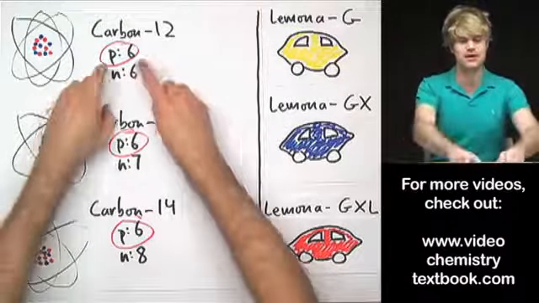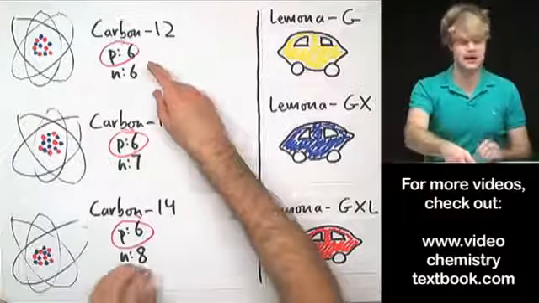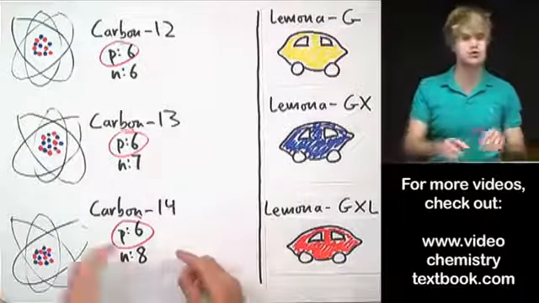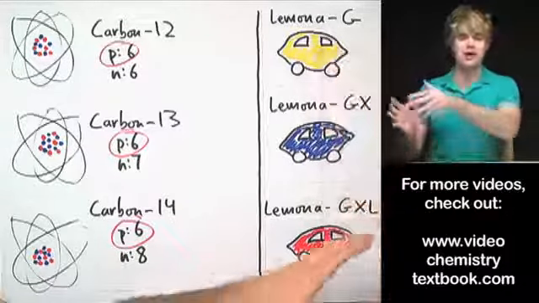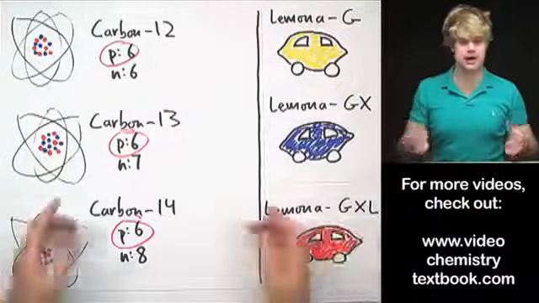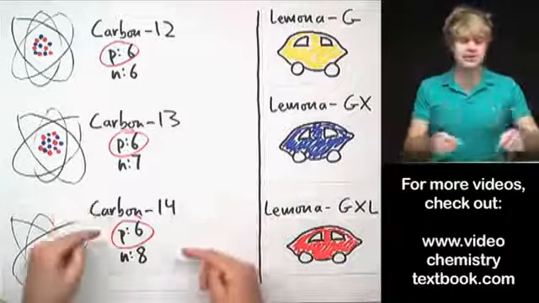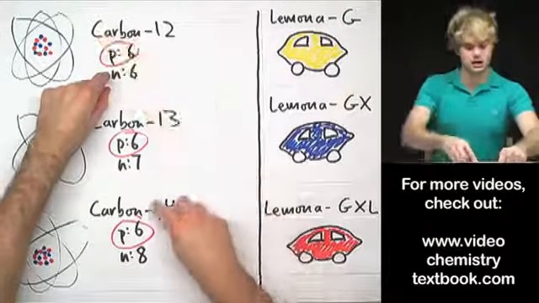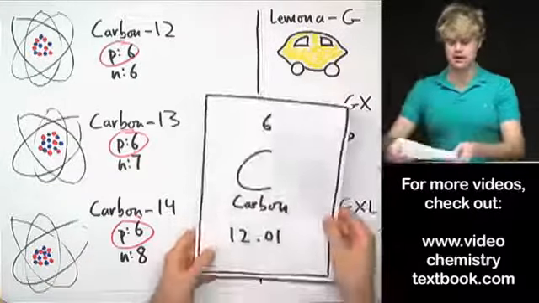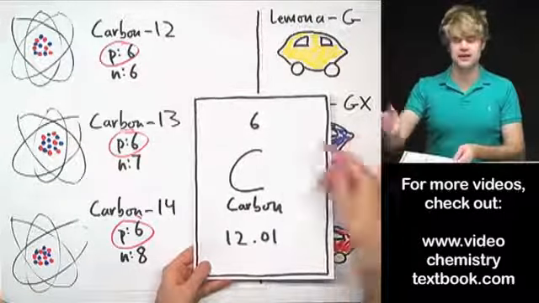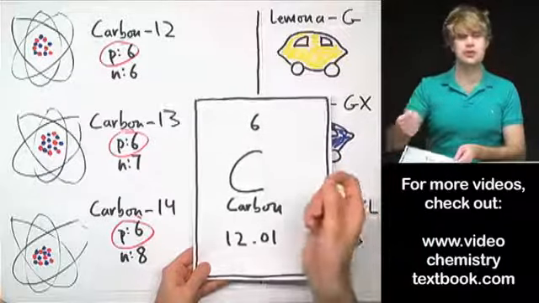So it turns out that it doesn't matter how many neutrons it has. 6 neutrons, 7 neutrons, 8 neutrons, no big deal. It's just like painting the Lamona different colors or adding a radio or a CD player. The neutrons, it doesn't matter. It doesn't change the fact that each one of these are a carbon atom. That's because carbon is defined by the fact that it has 6 protons in its nucleus.